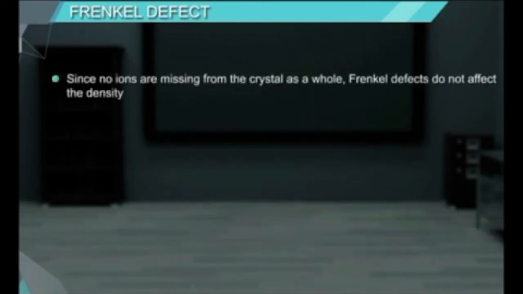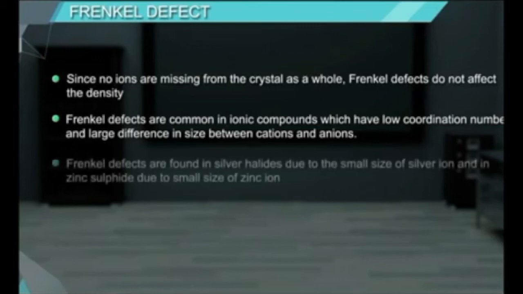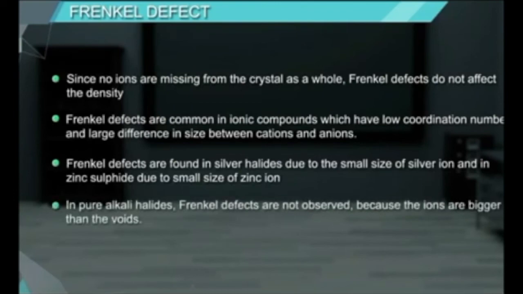Since no ions are missing from the crystal as a whole, Frenkel defects do not affect the density. Frenkel defects are common in ionic compounds which have low coordination number and a large difference in size between cations and anions. Frenkel defects are found in silver halides due to the small size of silver ion and in zinc sulfide due to the small size of zinc ion. In pure alkali halides, Frenkel defects are not observed because the ions are bigger than the voids.